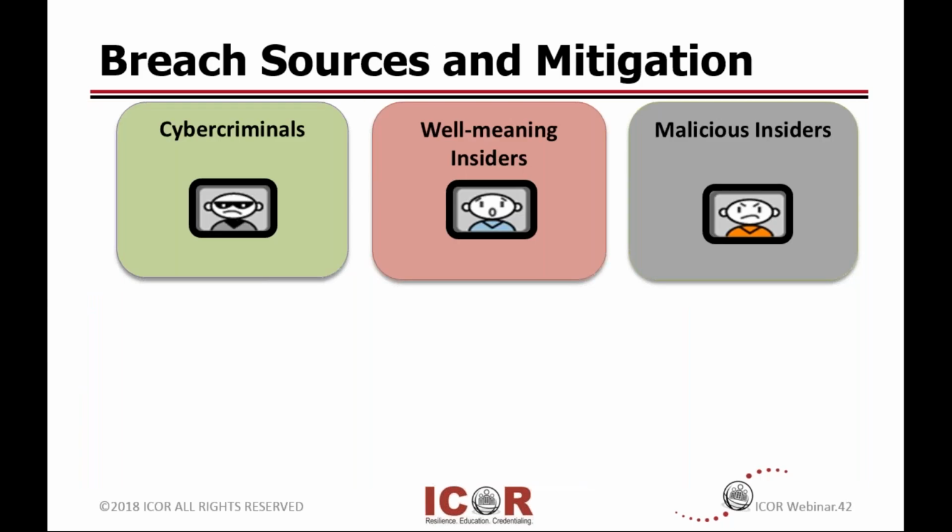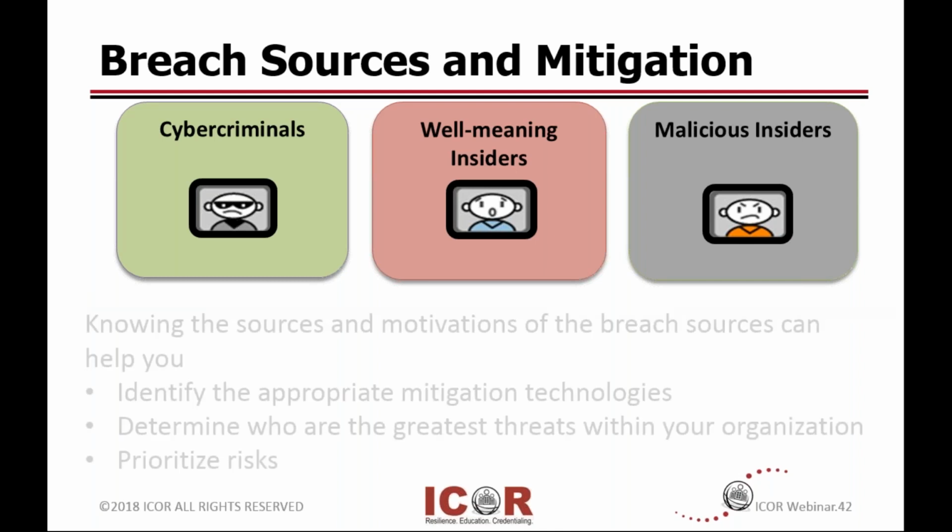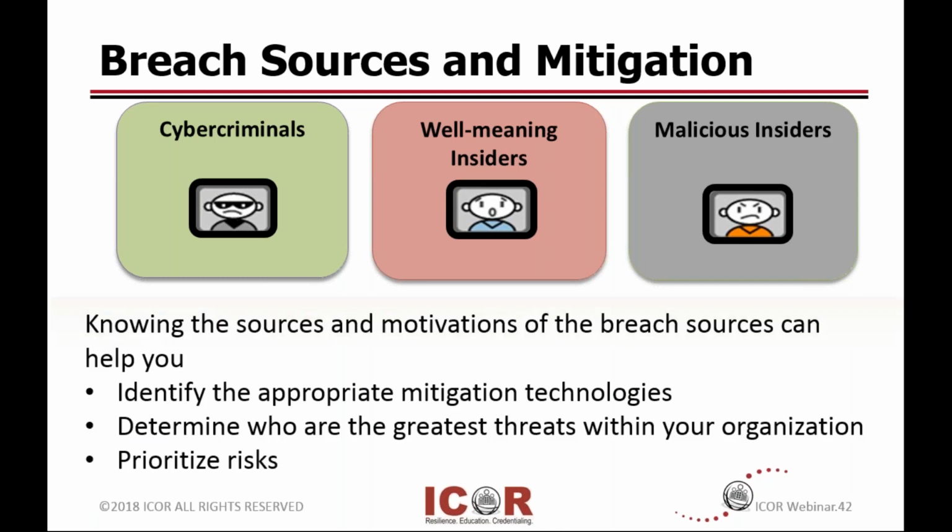So we've been talking about cyber criminals. There are really three main breach sources, and you have to have a really good understanding of those types of sources in order to start looking at different mitigation strategies. So we've looked at cyber criminals, and cyber criminals are really organized. They can be independent hackers, and this is a really common term used in the cybersecurity industry.